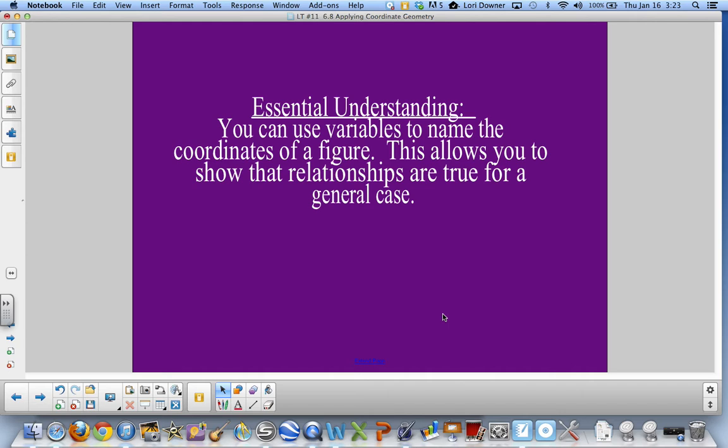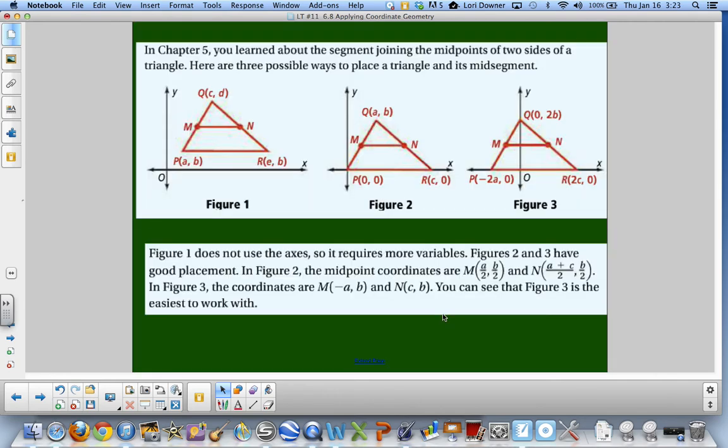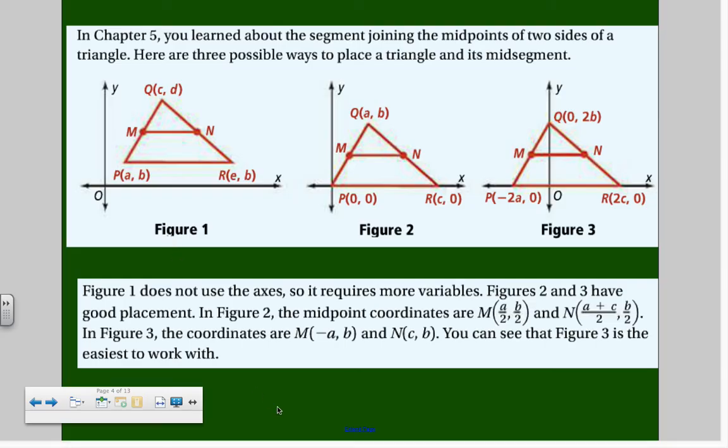Just like in algebra, when you know something is true using specific numbers, you can state that it's true for all numbers by using variables in the general case. Let's study this scenario here. In our Unit 5, we learned about segments joining the midpoints of 2 sides of a triangle. Here are 3 possible ways to place a triangle and its midsegment.